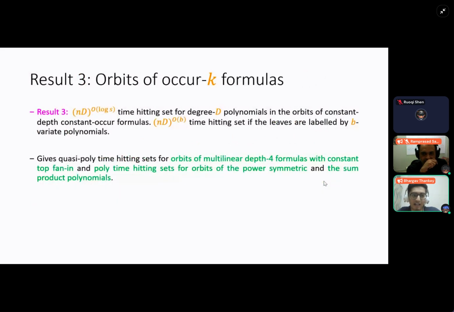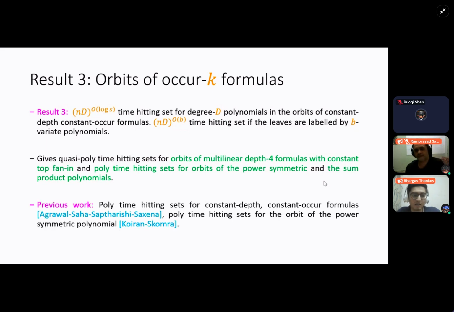Our third result is an (nd)^{O(log s)} time hitting set for degree d polynomials in the orbits of constant depth, constant occur-k formulas. This improves to an (nd)^{O(b)} time hitting set if the leaves are labeled by b-weighted sparse polynomials. And as a corollary, we get quasi-polynomial time hitting sets for orbits of multilinear depth 4 formulas with constant top fan-in, and polynomial time hitting sets for orbits of the power symmetric and the sum product polynomials. Prior to our work, a polynomial time hitting set was known for constant depth, constant occur-k formulas because of the work of Agrawal, Saha, Saptharishi, and Saxena.